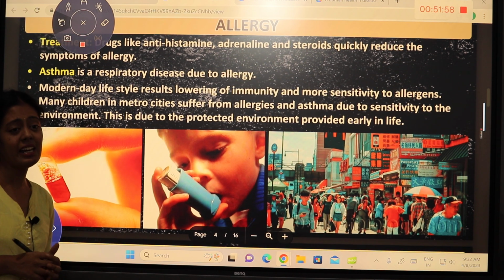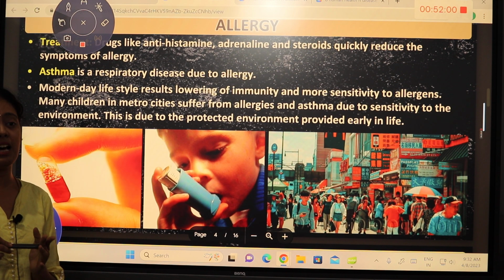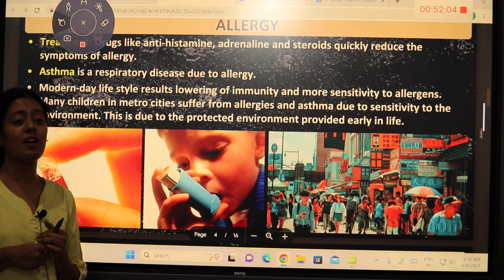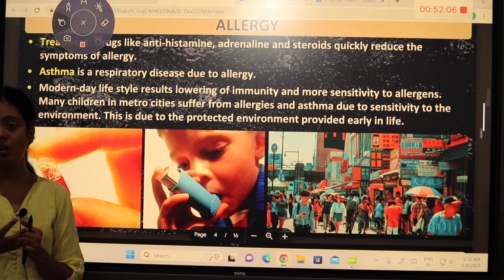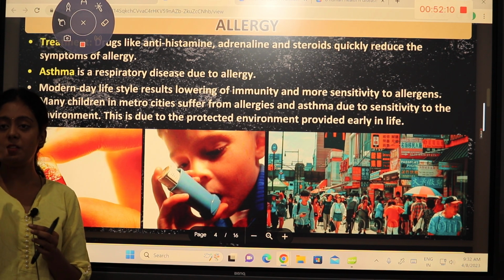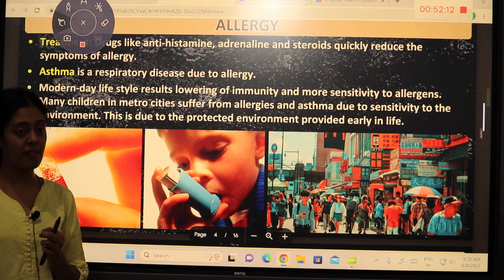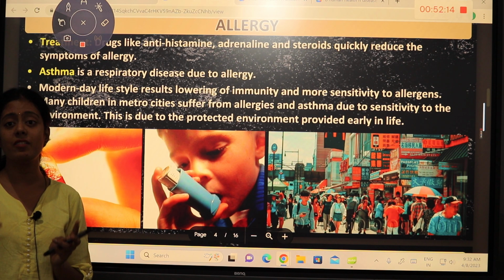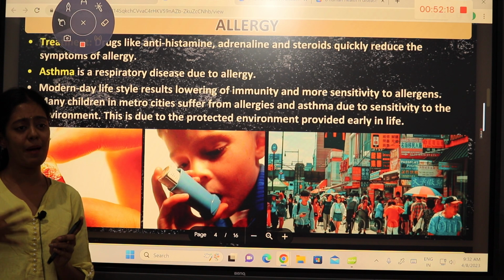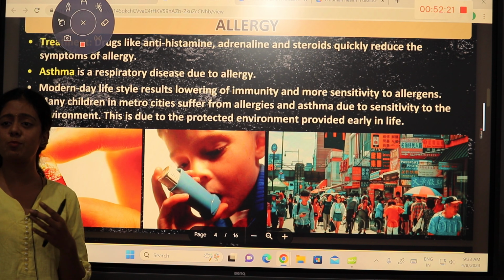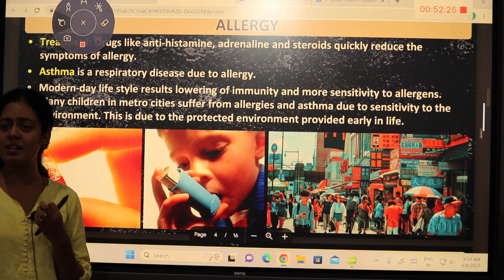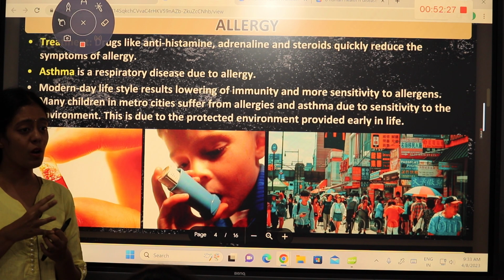Asthma is a very important respiratory allergic disease. So what is happening in asthma? The person is finding it difficult to breathe. Asthma can be hereditary. Hereditary means if the parents have it, the children can also have it. But there is another kind of asthma which happens due to pollutants. In cities like Bangalore, Chennai, Mumbai, we are all exposed to a lot of pollutants, correct? You have so many harmful chemicals present in the air that can cause asthma.